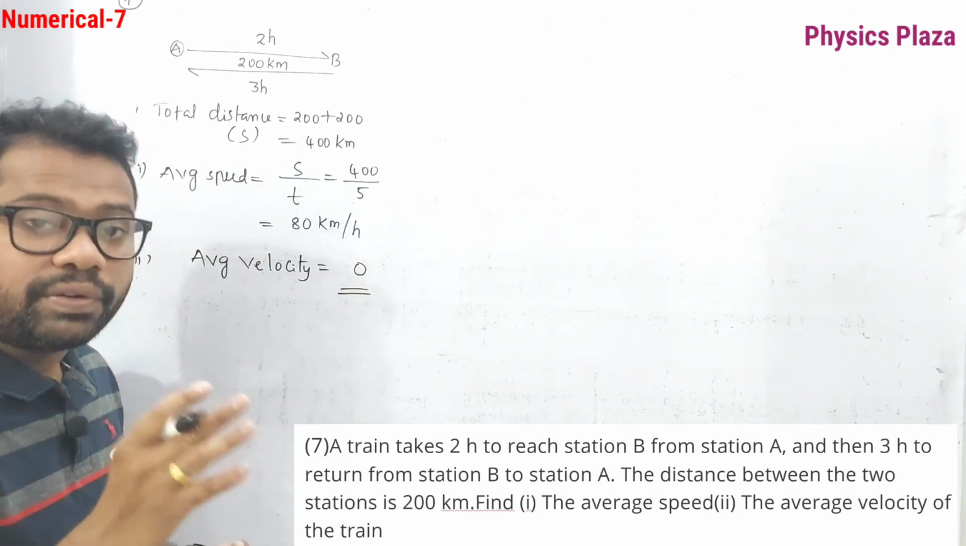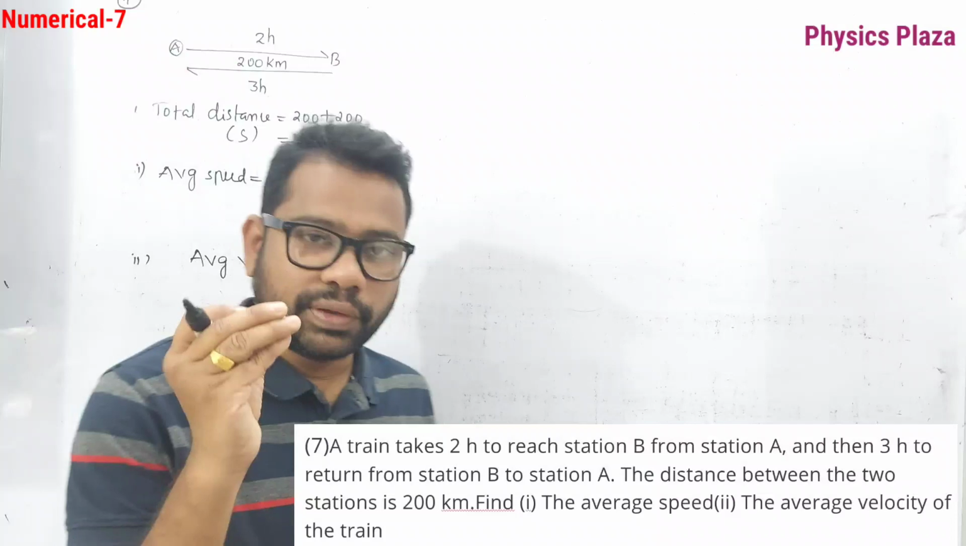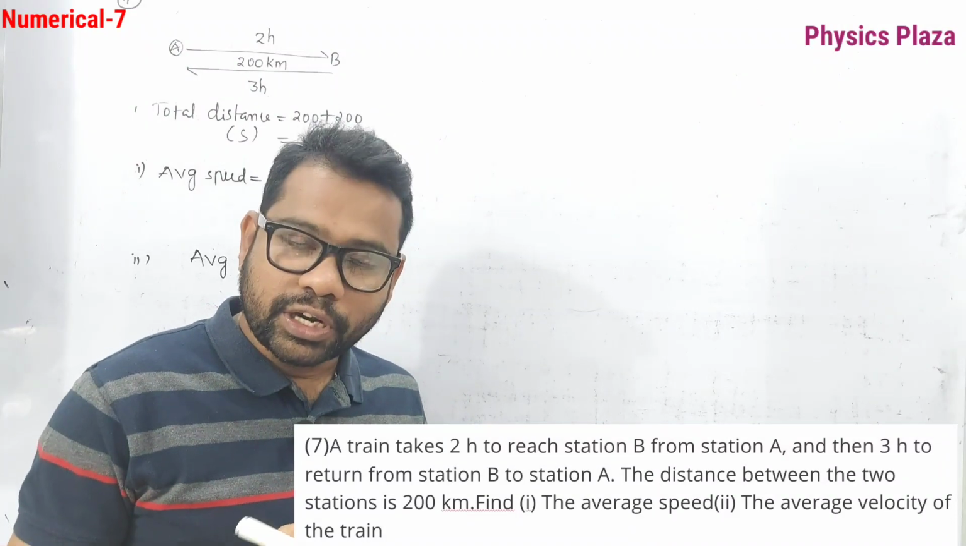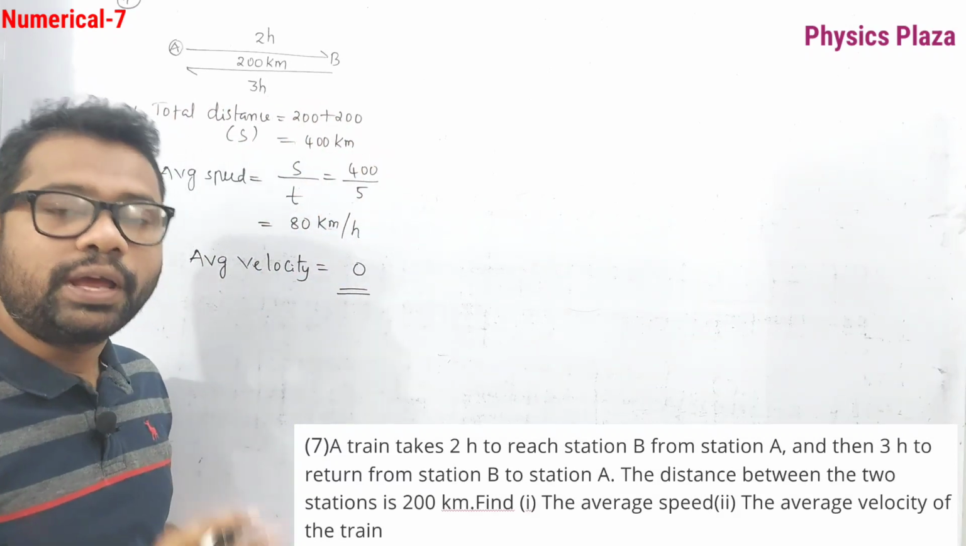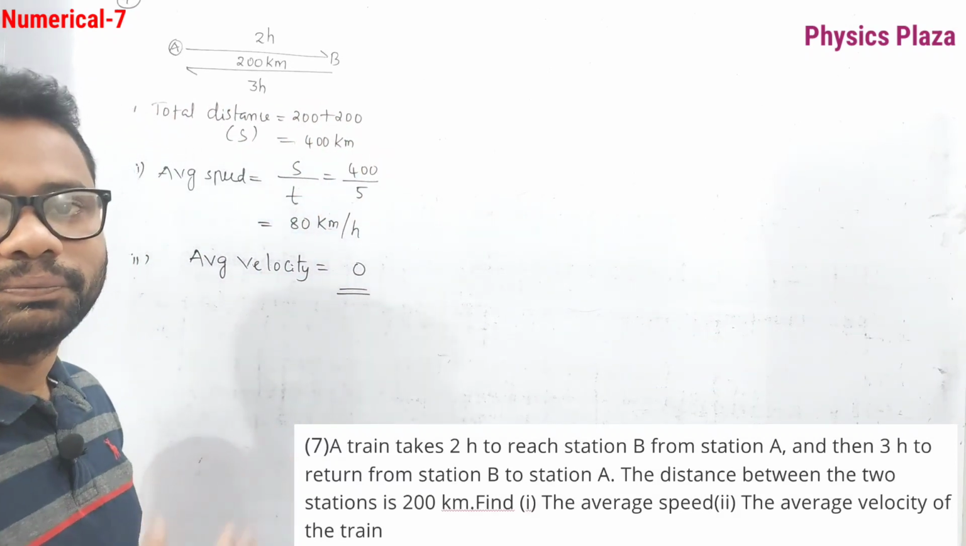Okay, children, you should be very, very careful whenever we are talking about velocity. As velocity is a vector quantity, you must be very careful. So in this case, the total displacement is 0, hence the average velocity will be 0.